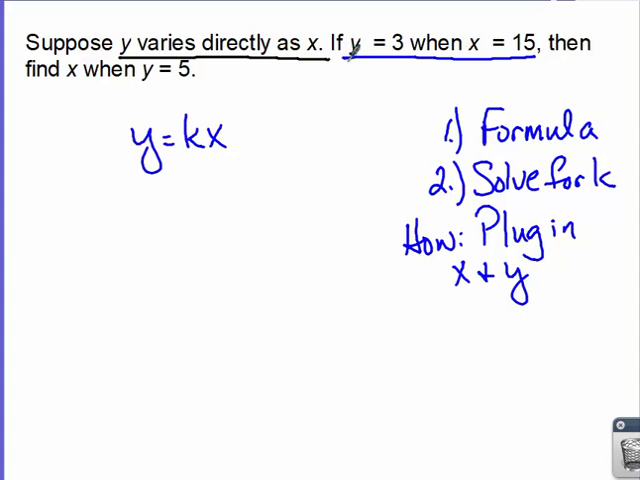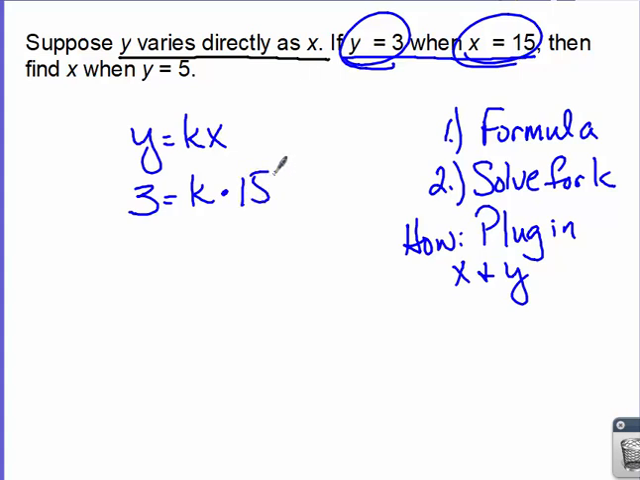So I'm going to take this y is equal to, and I'm going to substitute a 3 for y. Equals, well, I'm looking for k, so I leave k alone, times, because when I put the k and the x together, that means multiply. And I know my x value is 15, so I'm going to put a 15 there. Now what I do is solve for k. So here I have a multiply by 15.